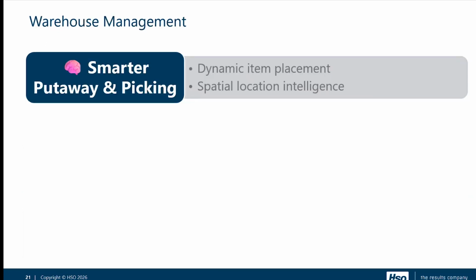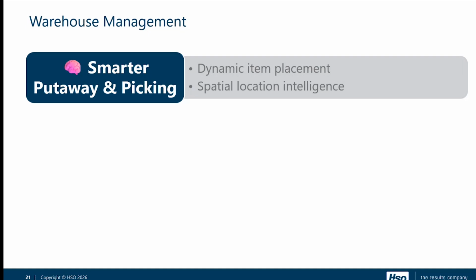So first off, we've got some smarter put away and picking. Dynamic item placement. So the system decides where stock goes based on arrival, based on policies you define, balancing the space and pick efficiency. So you shouldn't have to manually manage location directives for every single scenario. I'll be interested to see how that works in reality.